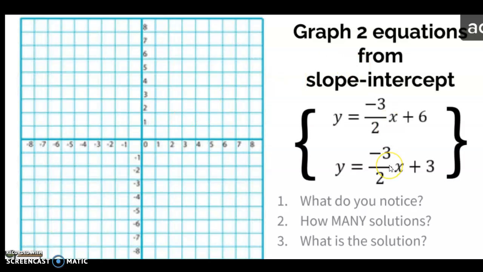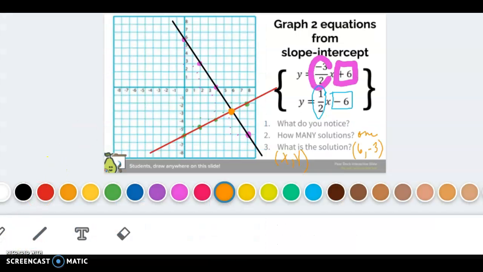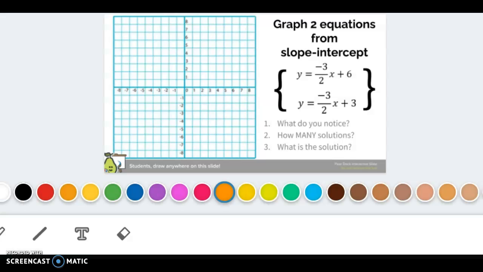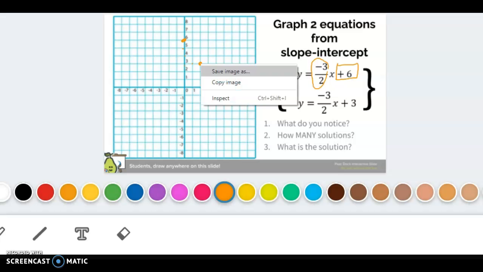Okay, so moving on to slide 4, this one also tells me graph two equations from slope-intercept. Okay, so then you've got a system. There's two equations. I'm going to go back to student mode so we can graph those together. All right, so I'm going to graph the first one. It's the same equation, right? So I'm going to start at +6. I'm going to go down 3 times to the right 2, and I'm going to keep doing that.